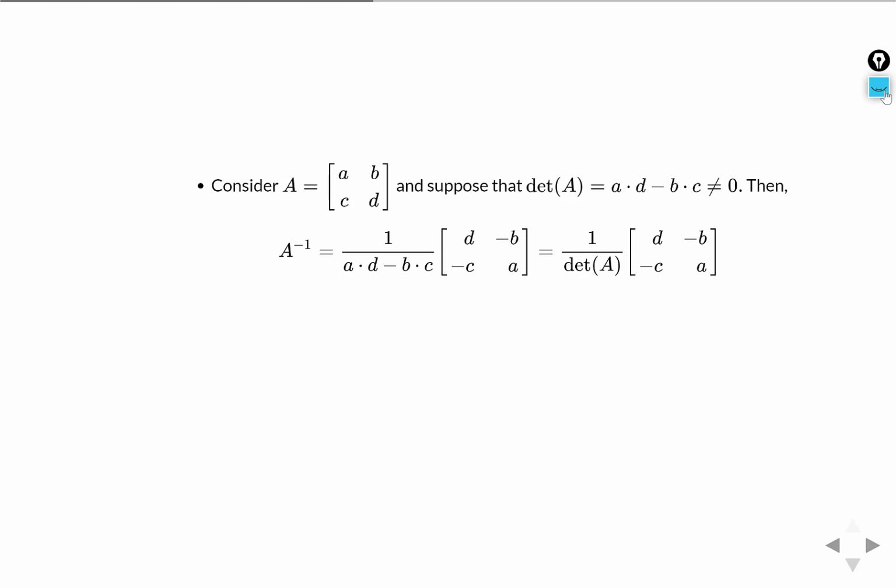For a 2 by 2 matrix, if the determinant is non-zero, we have a handy formula that we can use to compute the inverse easily. The formula says 1 over the determinant times a 2 by 2 matrix, where you see we swap A and D and negate B and C.